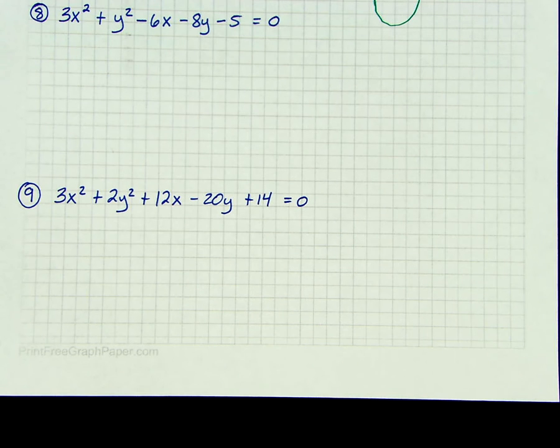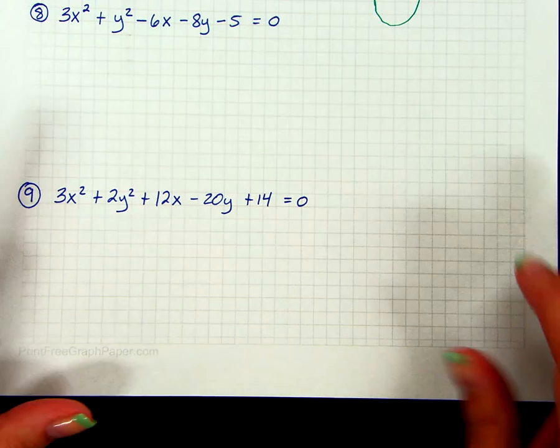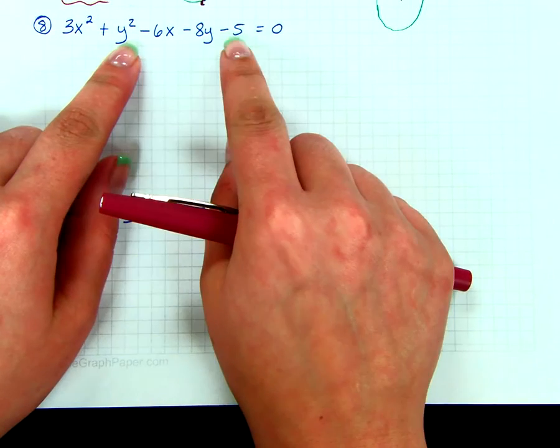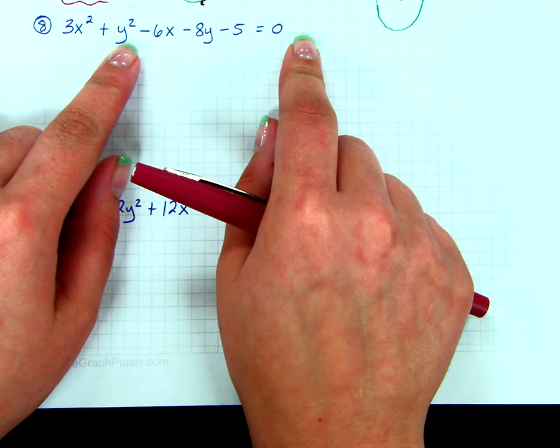All right, so the next part of the lesson, we still have the same directions, but again, our equation isn't in the form that we need it to be in. So for this problem, we need to complete the square to put it in the form that we want. To do that, we want to group the x's and the y's together, and then we're going to move this number over to the other side.